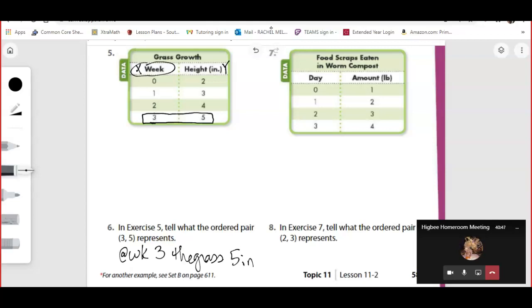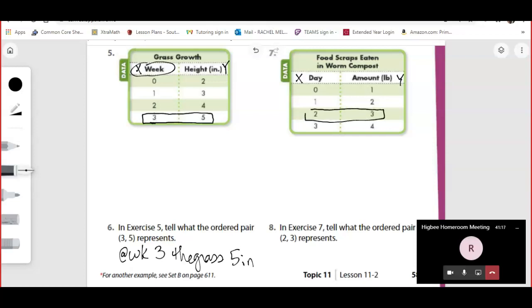Okay? So let's look at number 7. What's the title for number 7? Everybody? Food scraps eaten in worm compost. Okay, food scraps eaten in worm compost. Okay, what's my X? Days. And what's my Y? Amount in pounds. Okay, so they want to know about 2, 3 this time.